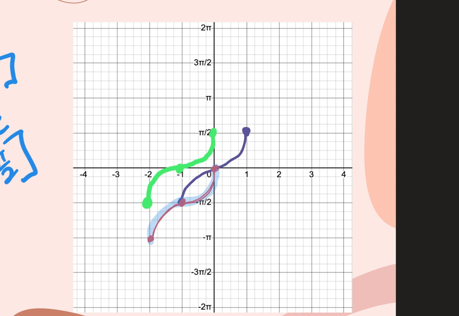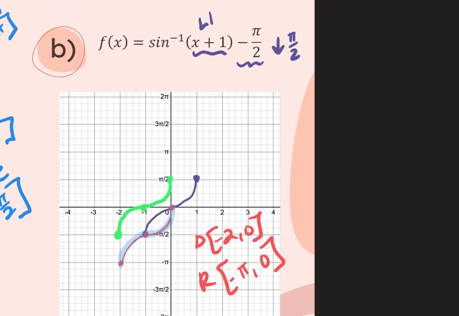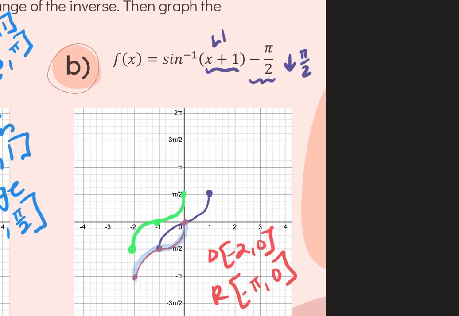Now from your graph, read your domain. What's your domain from the graph? Good. And what's the range? Good. Now think about your domain and range from your equation. My parent function of sine, the domain goes from -pi over 2 to +pi over 2, and the range goes from -1 to 1.